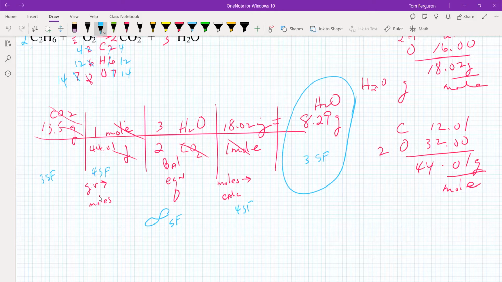Okay, so that's called a gram stoichiometry problem. Are there any questions about that setup?